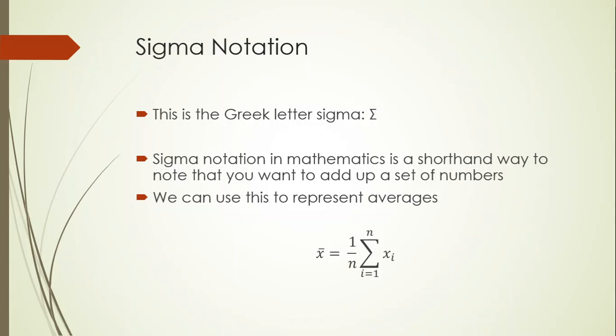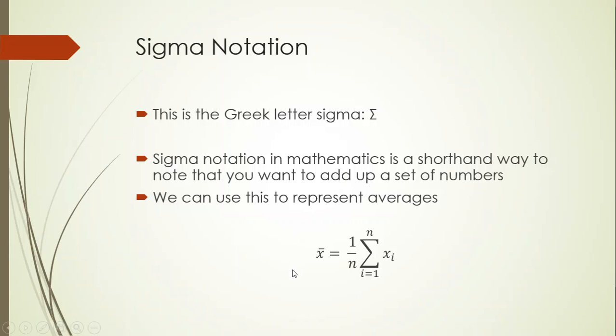A thing that comes up a lot when we're talking about averages is sigma notation. So this is the Greek letter sigma here. It's capital sigma. And it's just a shorthand way to say that we want to add up a bunch of numbers. Instead of writing all of those numbers out, we can use sigma notation and say add up this set. So we can pretty easily use that in averages.